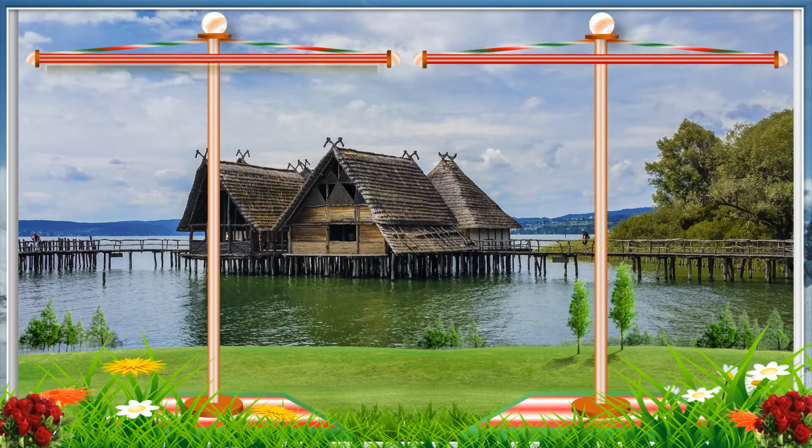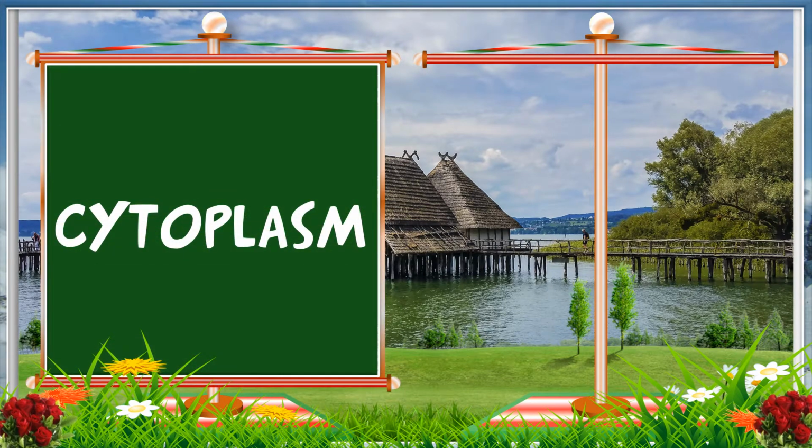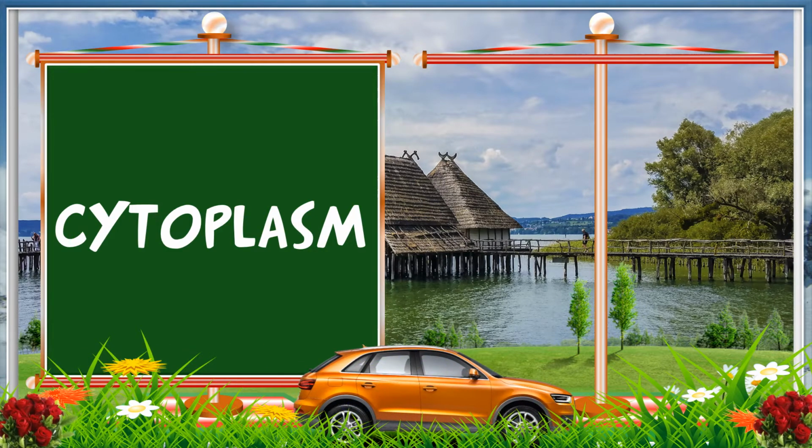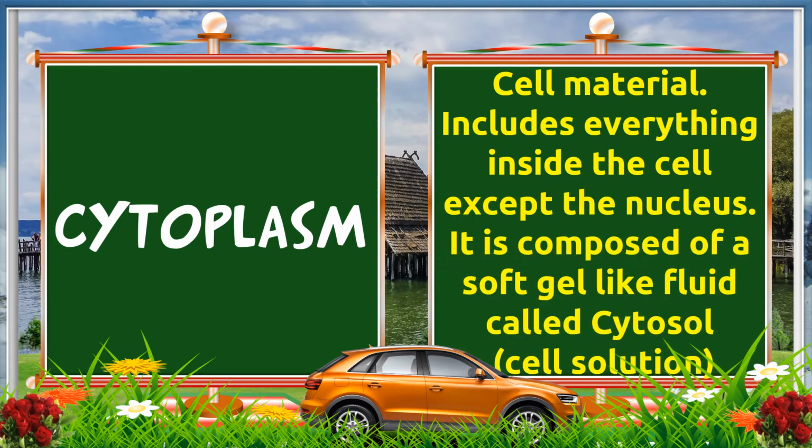Cytoplasm. Cell material includes everything inside the cell except the nucleus. It is composed of a soft gel-like fluid called cytosol or cell solution.